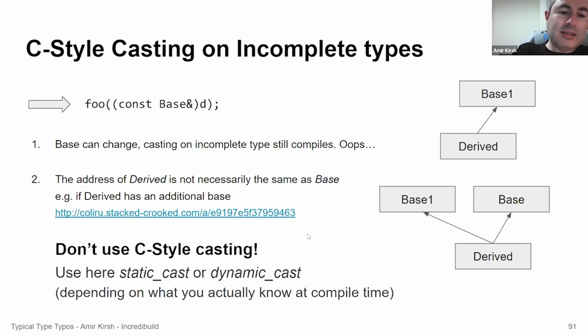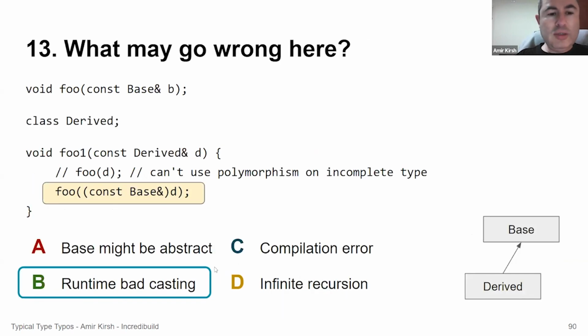In this case, use static cast or dynamic cast, most probably static cast. Now, static cast would not compile. If I would use static cast here, it would not compile because static cast cannot work on incomplete type. And then I would fix it because I would say, oh yeah, compiler, you're right. You must know how derived looks. You cannot perform the casting well just by knowing that there is a class called derived.